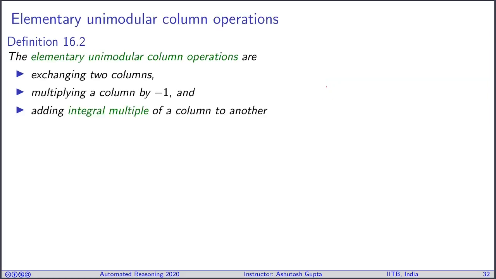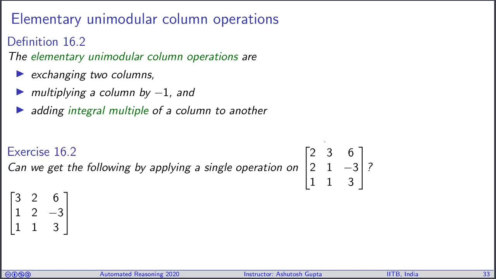So we can translate any matrix into an HNF form using the following 3 operations. First, we can exchange any 2 columns in your matrix. You can multiply any column by -1, or add an integral multiple of a column to another. Let's see, for example, in this case you have this matrix, and you can obtain this matrix by swapping these 2 columns. This matrix can be obtained by multiplying -1 to this column.